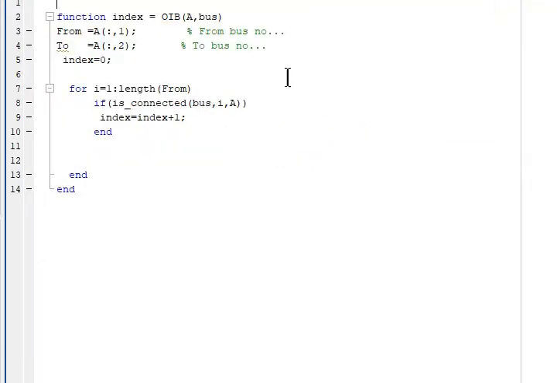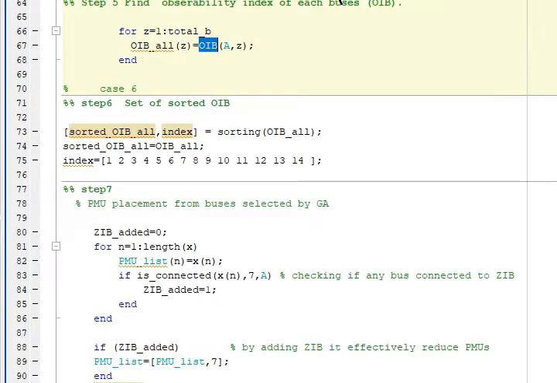So in this function, we are defining the connectivity of a bus to other buses. To how many buses a specific bus is connected is called the observability index of that bus. Here in this for loop, we are checking to how many buses that specific bus is connected. If it is connected to more buses, we increase the index, and that will be the index of that specific bus.